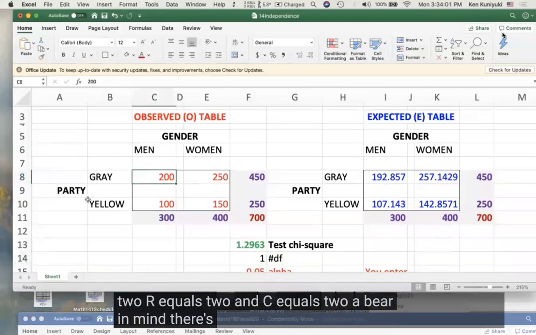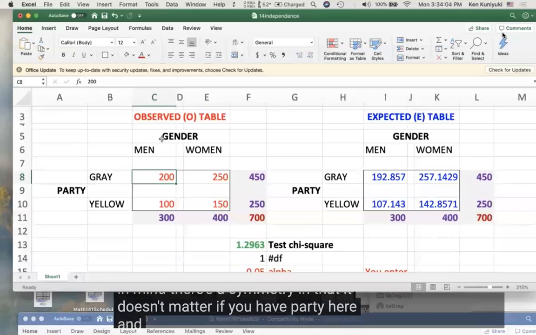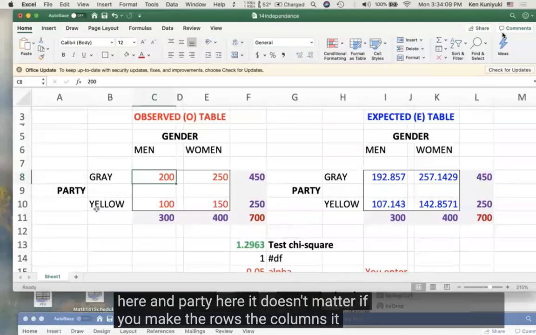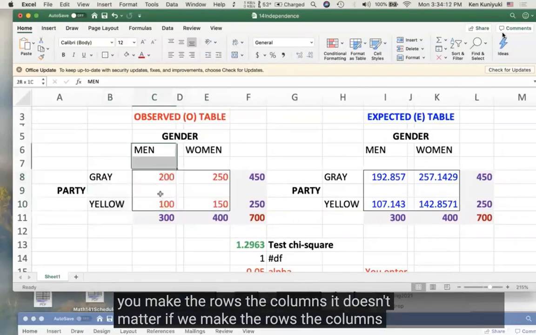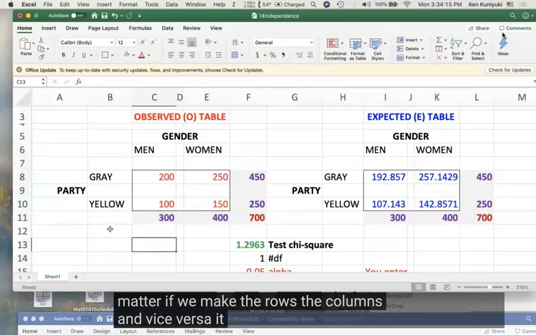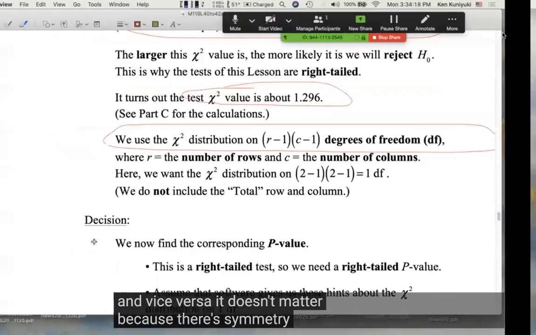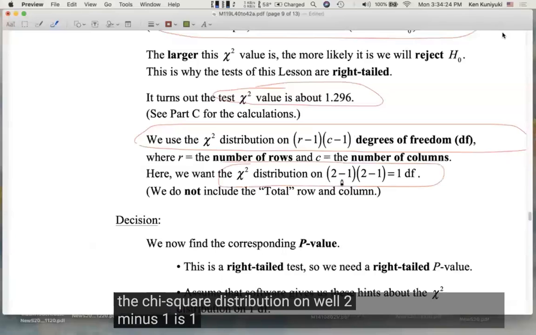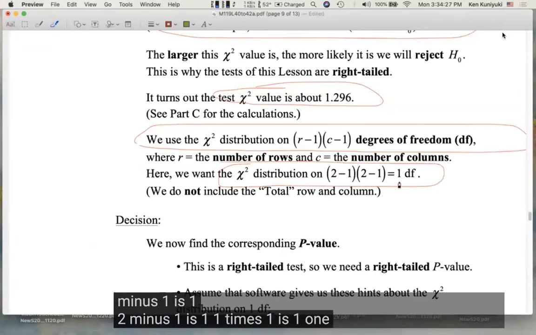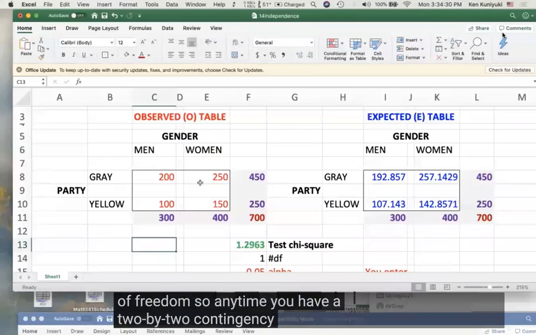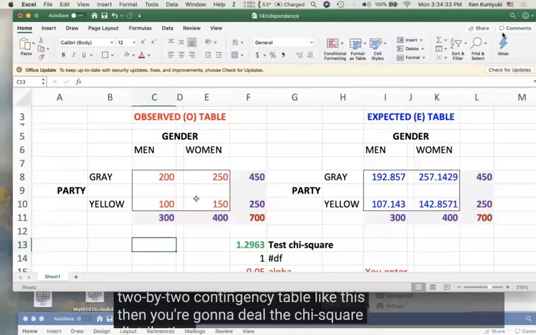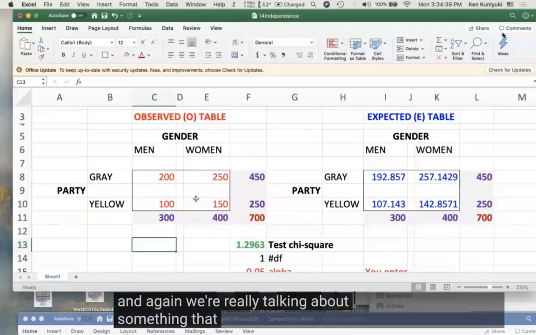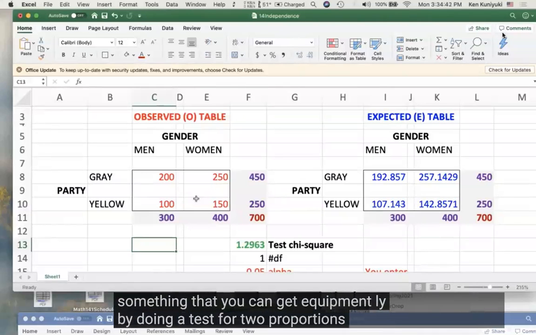Bear in mind, there's a symmetry in that it doesn't matter if you have party here and gender here, or if you have gender here and party here. It doesn't matter if you make the rows the columns and vice versa, because there's symmetry. Here, we want the chi-square distribution on, well, 2 minus 1 is 1, 2 minus 1 is 1, 1 times 1 is 1, 1 degree of freedom. So anytime you have a 2x2 contingency table like this, you're going to deal with the chi-square distribution on 1 degree of freedom. And again, we're really talking about something that you can get equivalently by doing a test for 2 proportions.